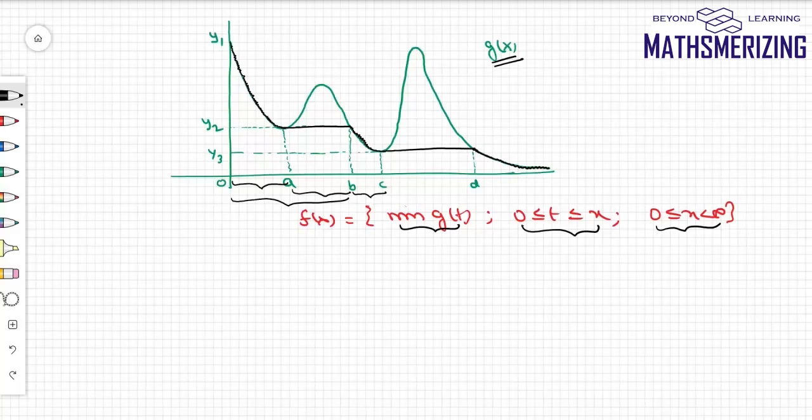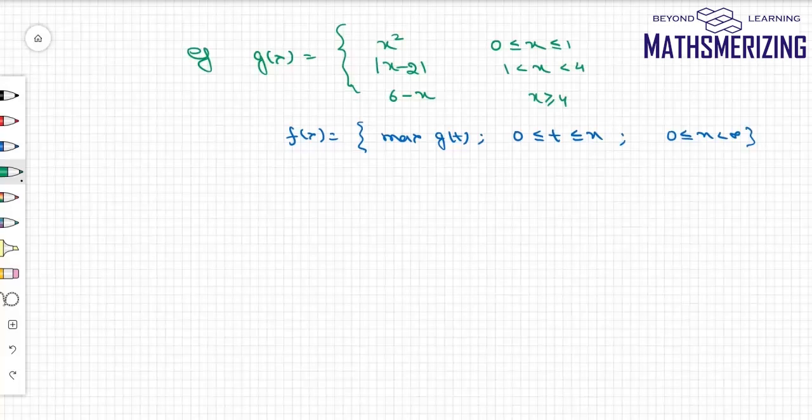So let us take an example. Now suppose I'm given a function g(x), which is x square when x lies between 0 and 1, mod of x minus 2 when x lies between 1 and 4, and 6 minus x when x is greater than or equal to 4. Now I'll need to draw the graph of f(x), which is maximum of g(t) when t lies between 0 and x, when x lies between 0 to infinite.